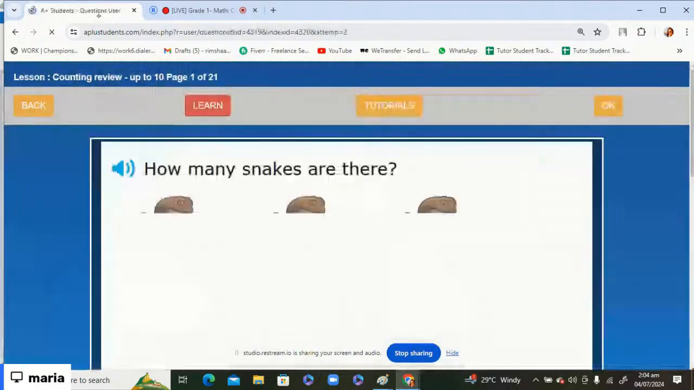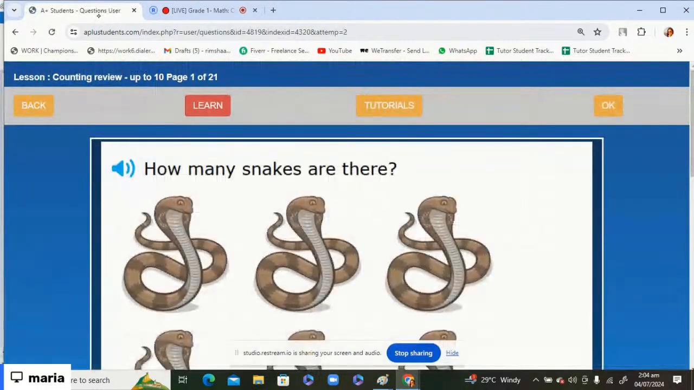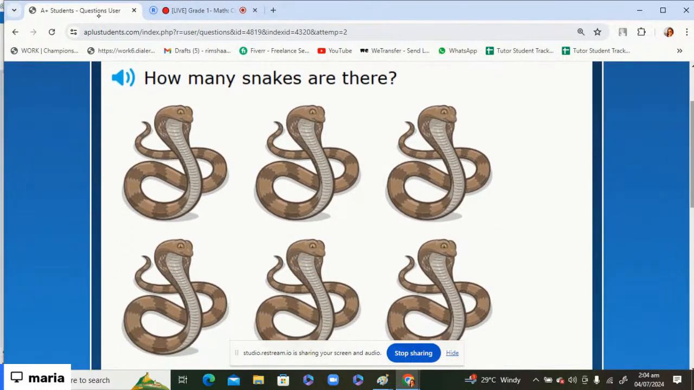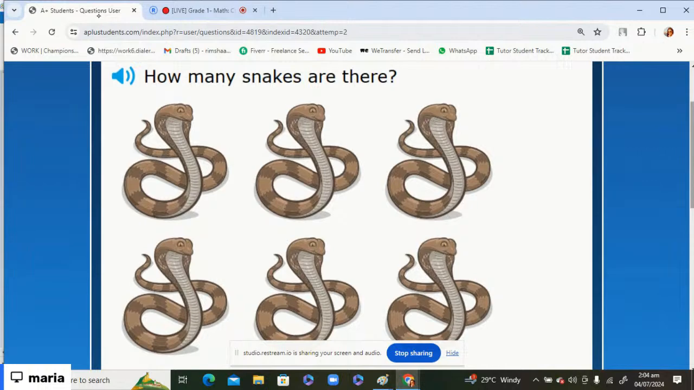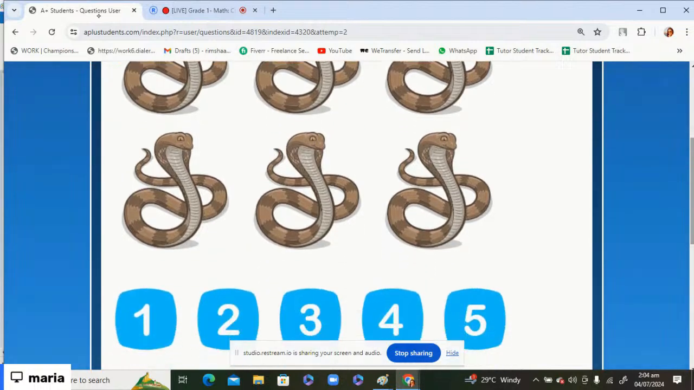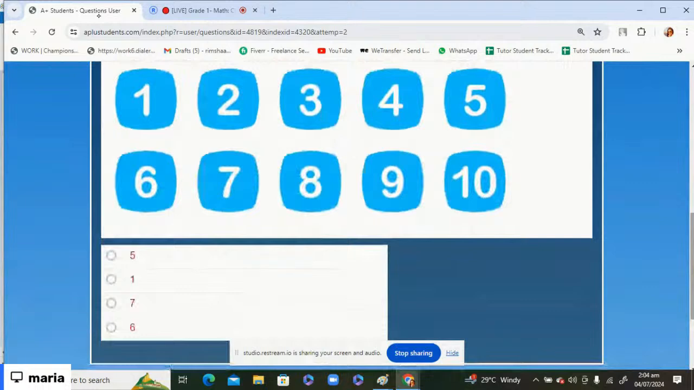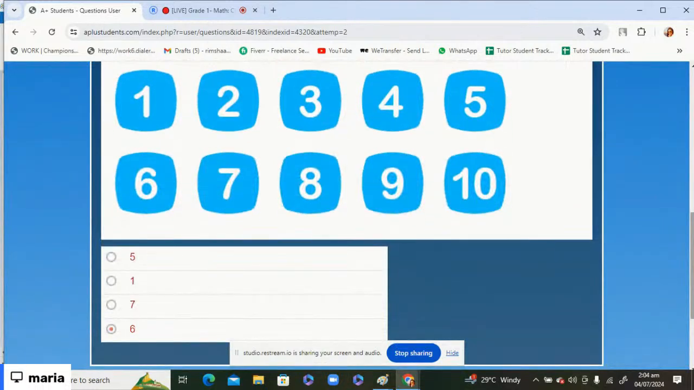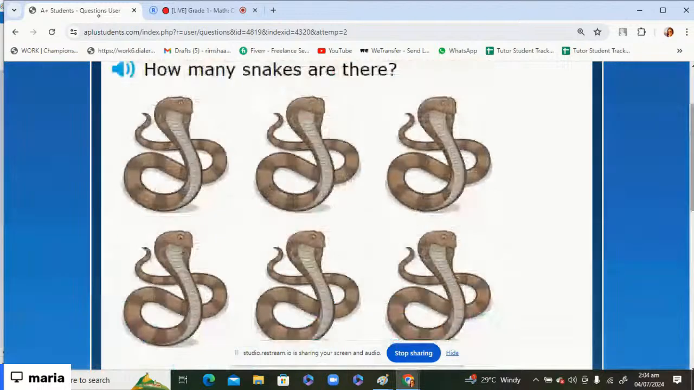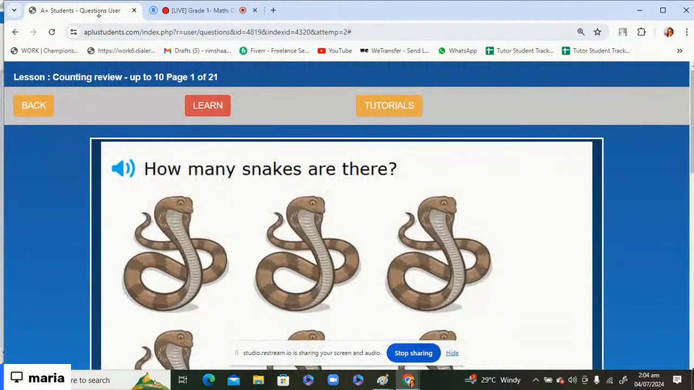Let's just start. So here is the first question, that is how many snakes are there? So how many total snakes are there? Let's just count it. 1, 2, 3, 4, 5, and 6. So let's check, is there any option for 6? Yes, here is the last option, that is 6. So we go with that one. Yes, this is right.